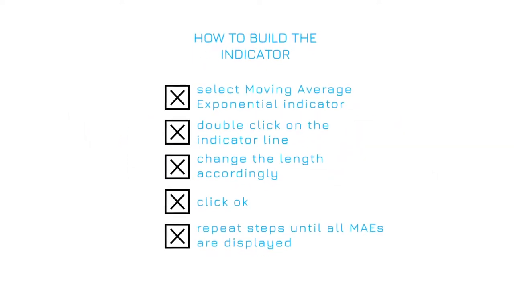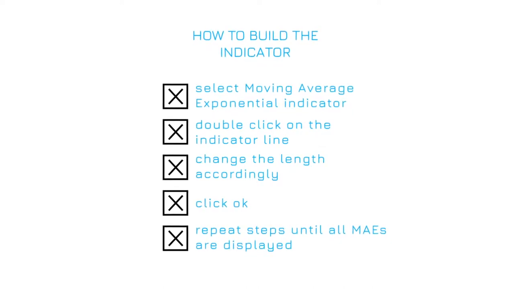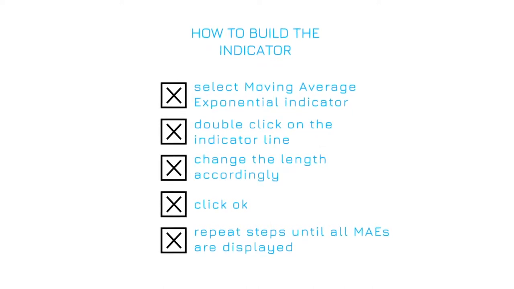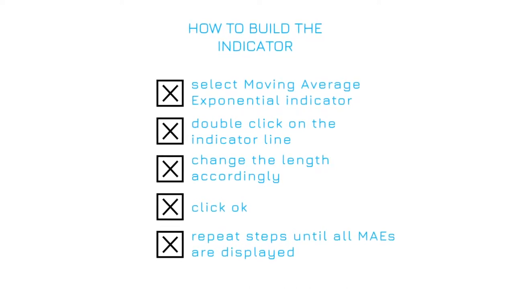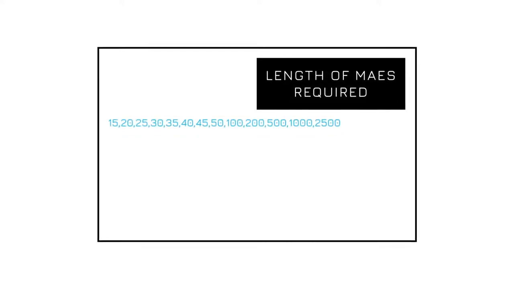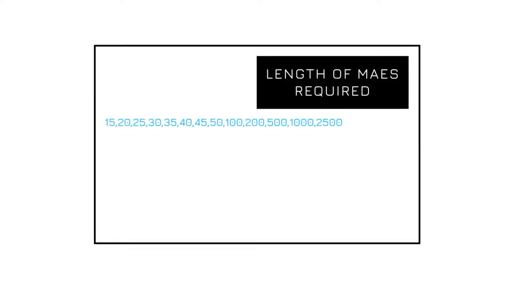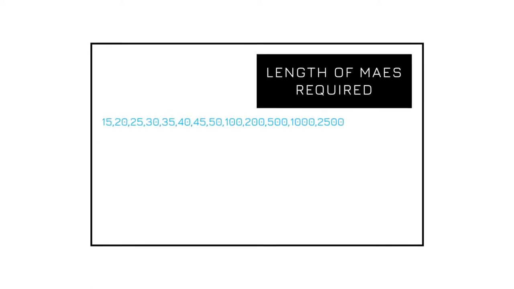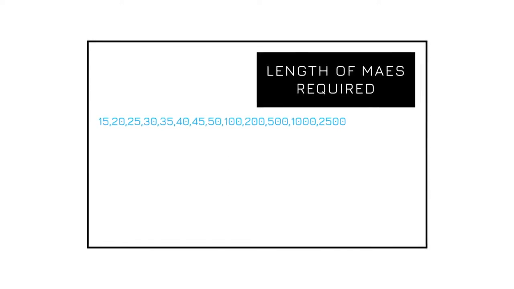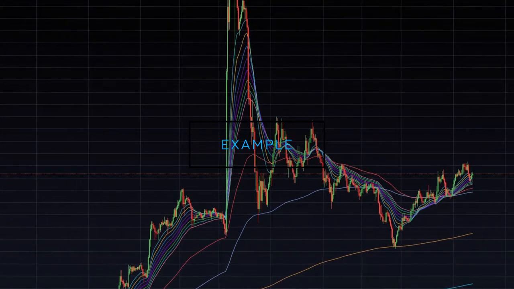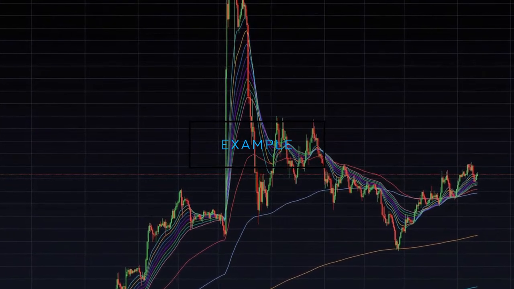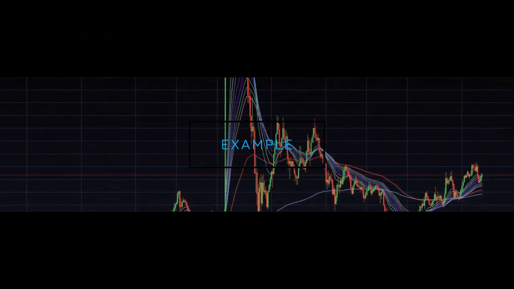The first thing you're going to want to do is to follow the instructions currently being shown on your screen now. To build the EMA ribbon, now you need to change the length of each of your EMAs to the following lengths as shown on the screen. Once you've input the data lengths shown and followed the previous instructions, your indicator should now be completed and look something similar to what is currently being shown on your screen.